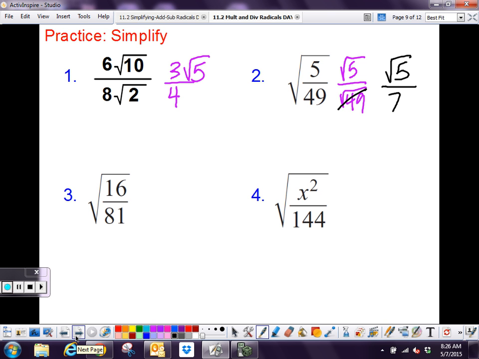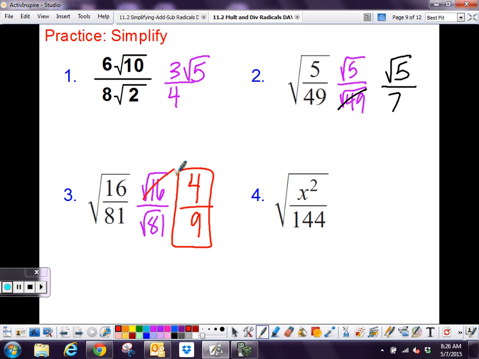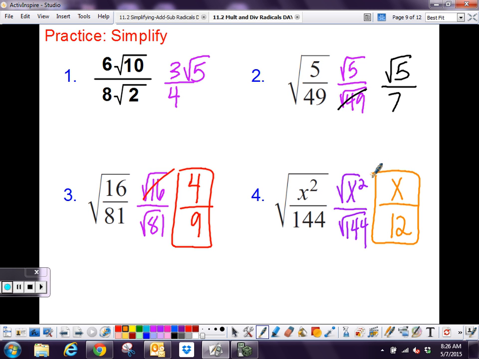Okay, number 3. I need to break this apart first into the square root of 16 over the square root of 81 and see if there's any simplifying I can do. So square root of 16, that's 4. Square root of 81, that's 9. 4 over 9, that's simplified, so that's our answer. Number 4, we're going to break this apart into the square root of x squared over the square root of 144. We're going to simplify what we can here. So the square root of x squared, that's x. Square root of 144, that's 12. So x over 12 is our answer.